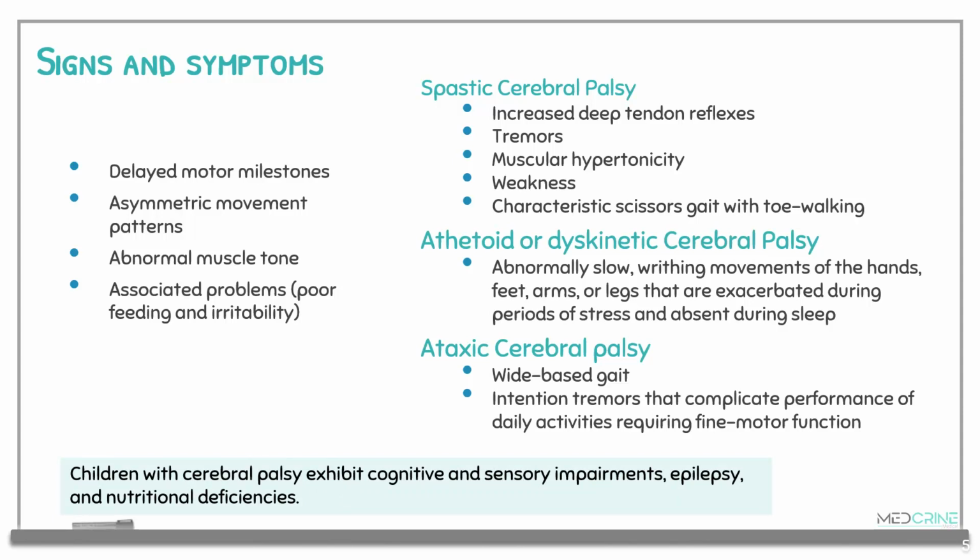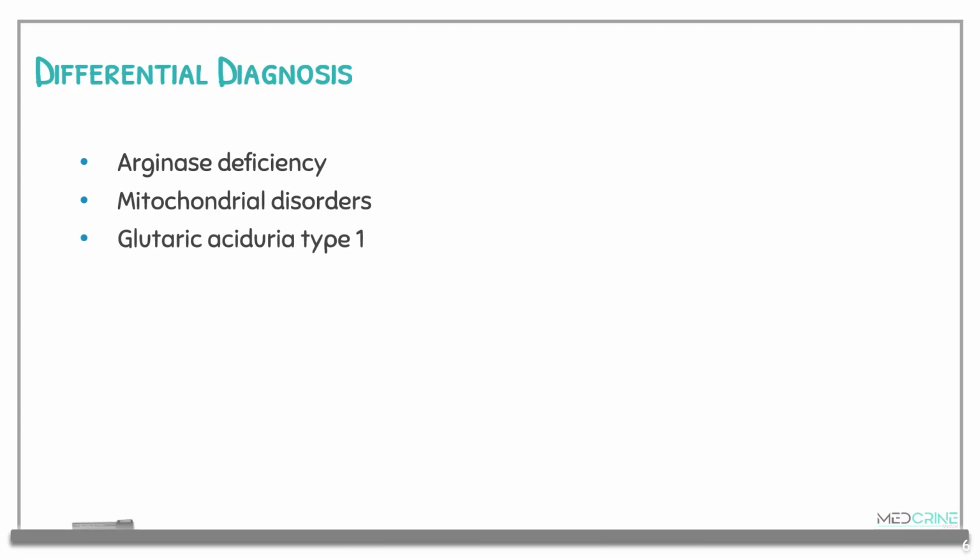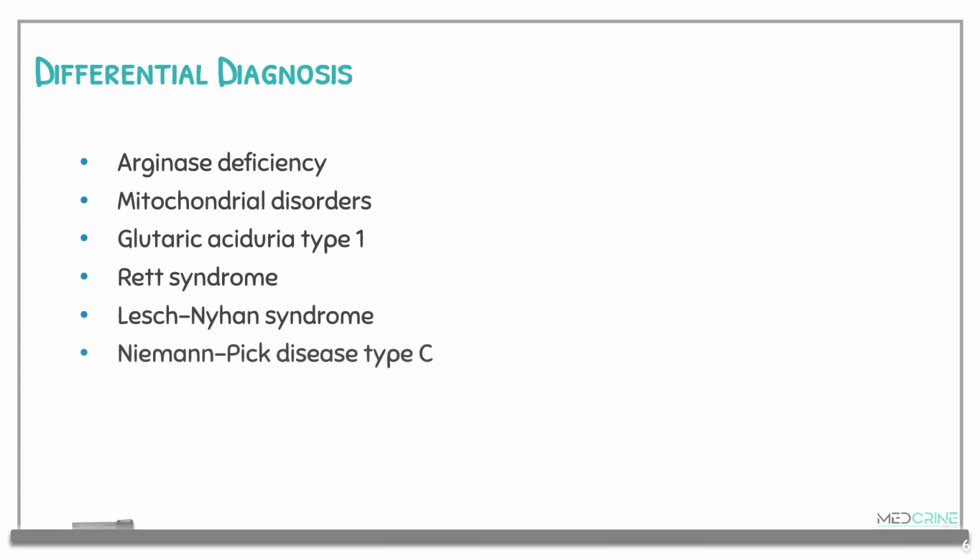Children who have cerebral palsy sometimes may exhibit cognitive and sensory impairment, epileptic features, and nutritional deficiencies. What other differential diagnoses can come to your mind when you see a patient you're suspecting to be having cerebral palsy? We have mitochondrial disorders, arginase deficiencies, glutaric aciduria type 1, Rett syndrome, Lesch-Nyhan syndrome, and Niemann-Pick disease type C.